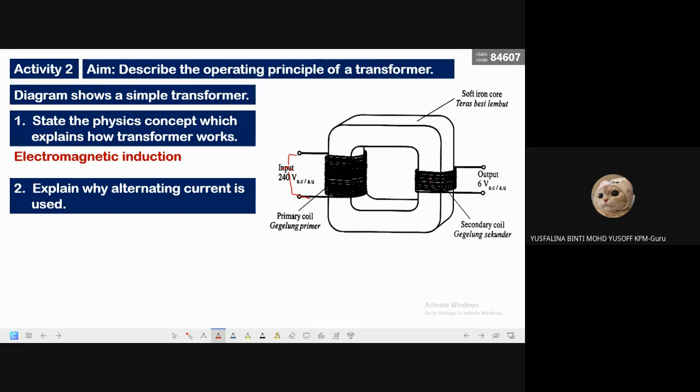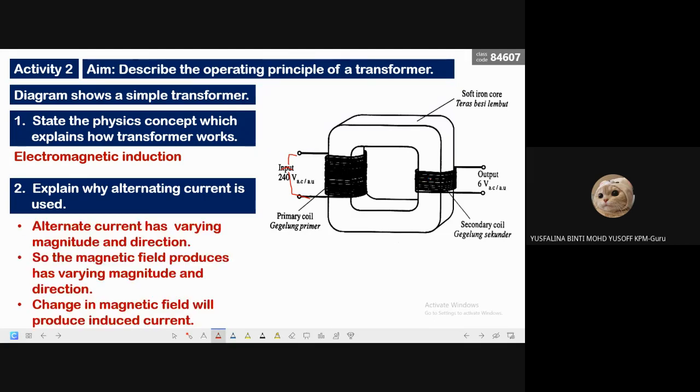So, explain why alternating current is used. We learned about this just like two days ago. You see the graph for DC current. The graph for DC current is like this, which means there is no varying direction. It only works in one direction.